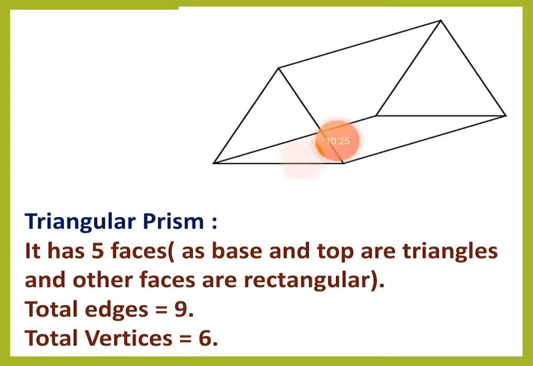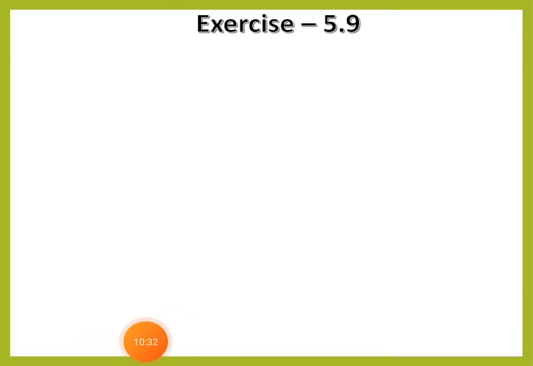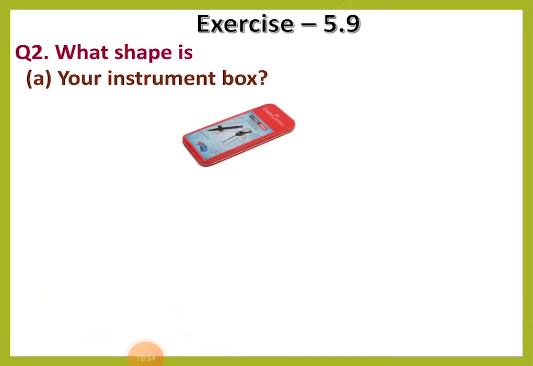So remember this, 2 triangular faces we have and 3 rectangular faces we have. So total 5 faces. Now come to the exercise 5.9. Look at this shape, you have to tell. So your instrument box looks like a cuboid, yes.